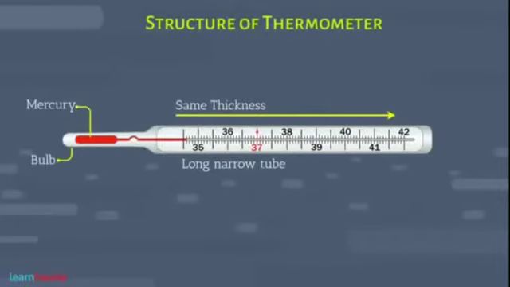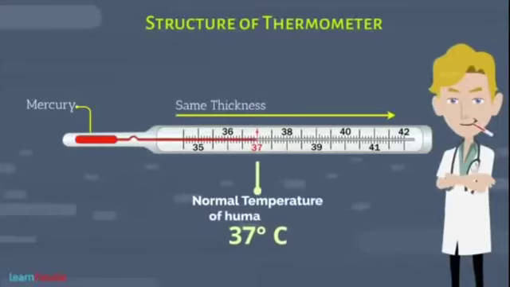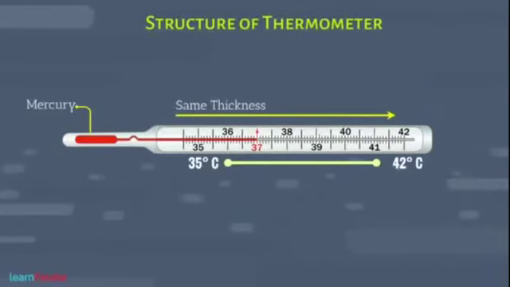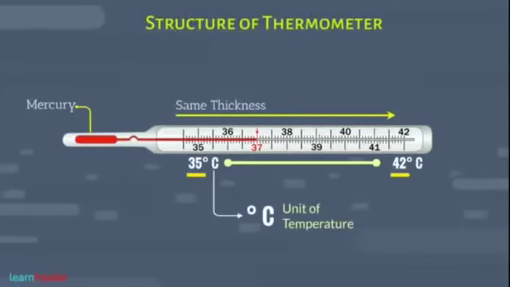For reading the temperature, there is a scale printed on the thermometer. The normal temperature of the human body is 37 degrees Celsius. However, it can vary between 35 degrees Celsius to 42 degrees Celsius. Therefore, the clinical thermometer has readings from 35 degrees Celsius to 42 degrees Celsius. Here, you must have understood that 35 and 42 are numbers and degrees Celsius is a unit of temperature.